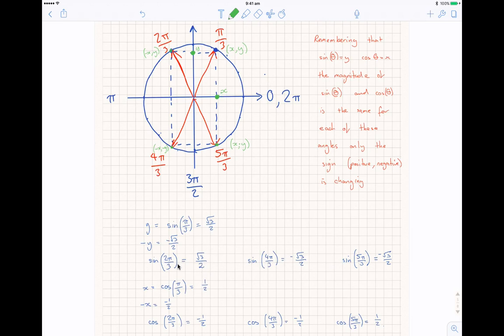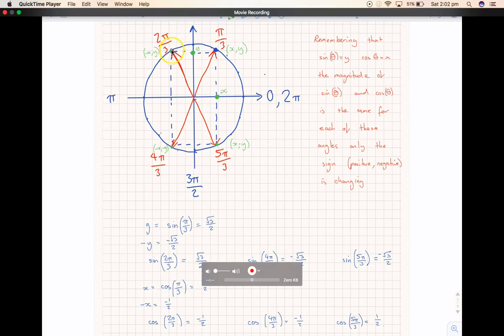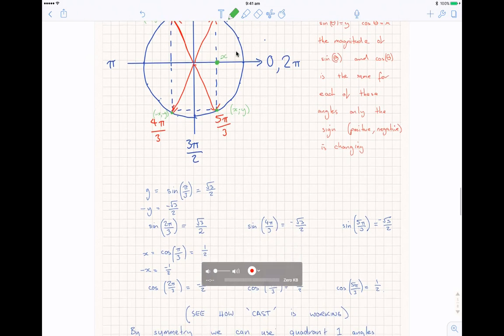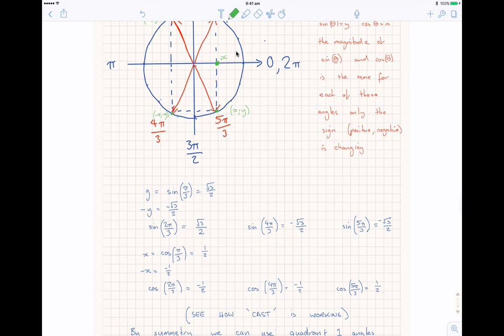So if we look at sine of 2 pi on 3, we can see from our picture up here, sine of 2 pi on 3 has a negative x and a positive y. But that y value here is exactly the same as the y value over there. So sine of 2 pi on 3 is going to be equal to the square root of 3 on 2, because sine of 2 pi on 3 is positive y, which is square root of 3 on 2.